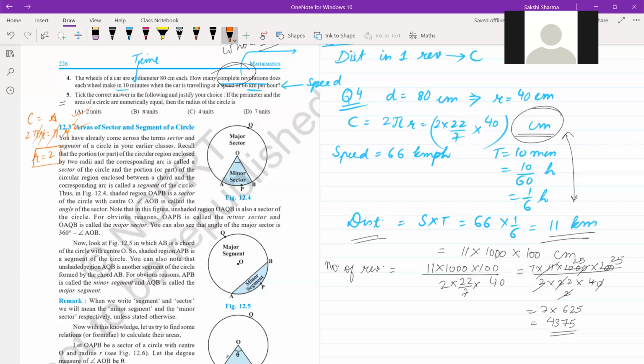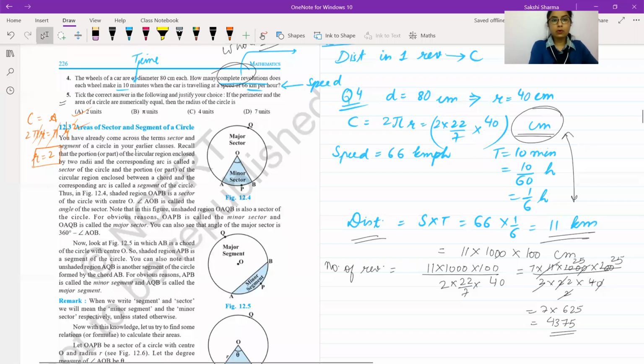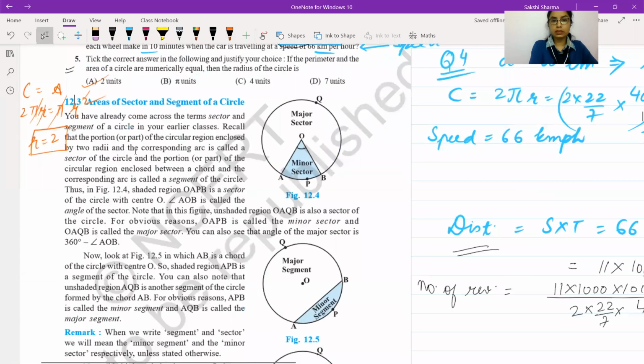Okay. The next thing we have is, now this is something you've already done. Ye sara kaam apne pehle kiya hua hai last year. Even in 8th standard, you've done these type of questions. Now we have something new which you'll be doing for the first time. Those are areas of sector and segments of a circle.